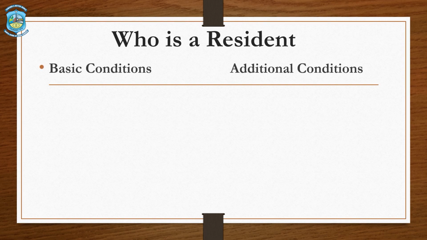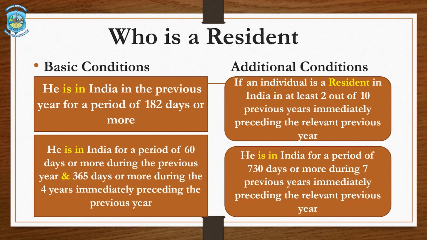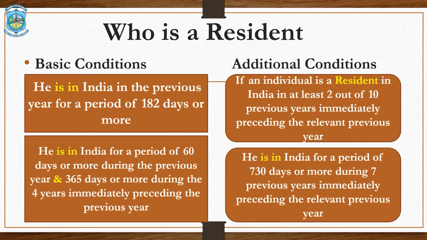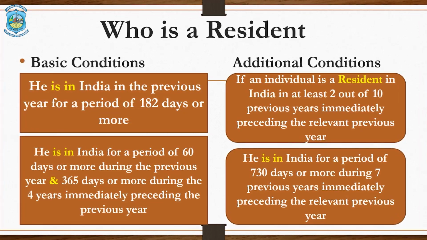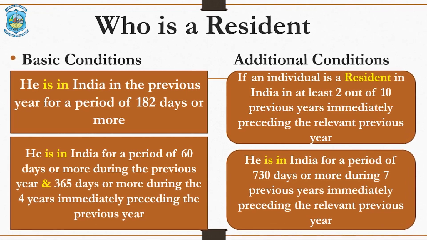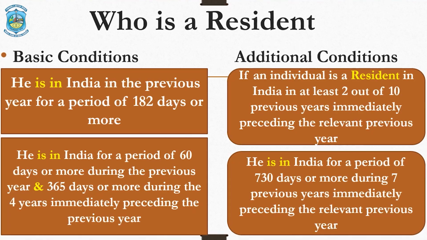Now as we have discussed all technicalities about the residential status, one important point which I would like to point out is, just look at the 2 basic conditions and 2 additional conditions. The first basic condition says individual should be in India. The second basic condition says individual should be in India. The first additional condition says individual should be resident in India, and again the second additional condition says individual should be in India. Now what point I want to make clear is, out of the 4 conditions, 3 conditions say individual should be in India, whereas the 1 condition says individual should be resident in India.